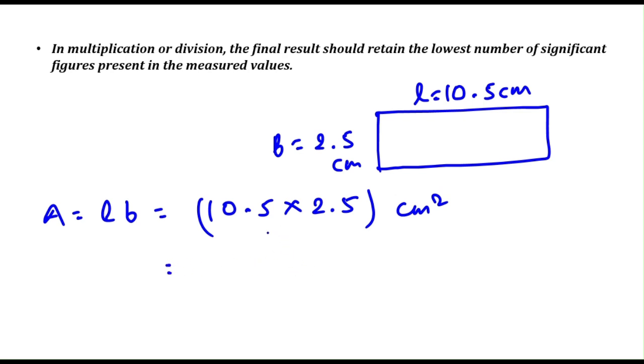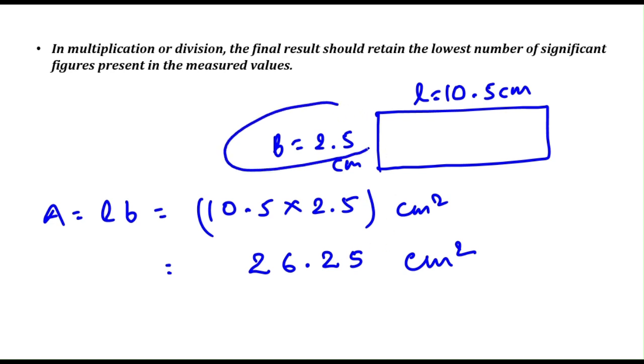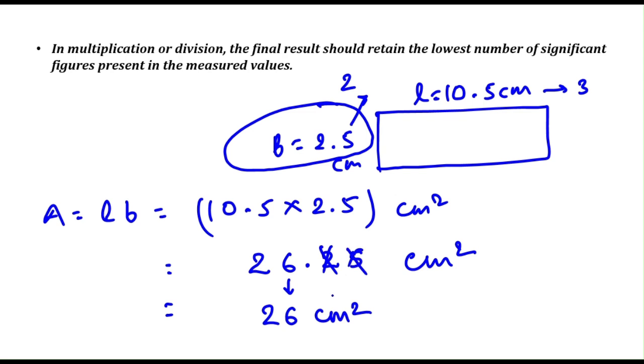Let's calculate it. Then this should be, I think, 26.25, if I'm not wrong, centimeter square. Again, we have to be careful about this, that the lowest number of significant figures in any measured value is here 2. This value has 3 significant figures. This value has 2 significant figures. So in the final result, we should have 2 significant figures only. In this way, we have to keep up to here only. That should be 26 centimeter square, and we have to drop these values.